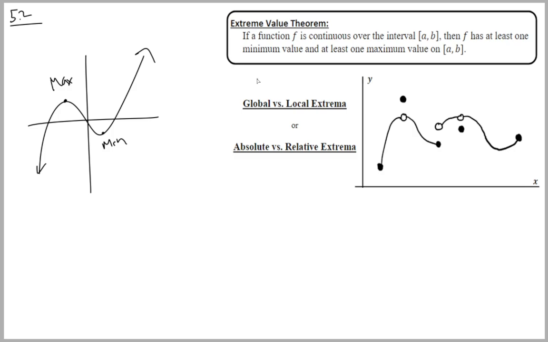So before we really talk about it in depth, we need to talk about the extreme value theorem. The extreme value theorem states that if a function f is continuous over the interval a comma b, then f has at least one minimum value and at least one maximum value on a comma b.